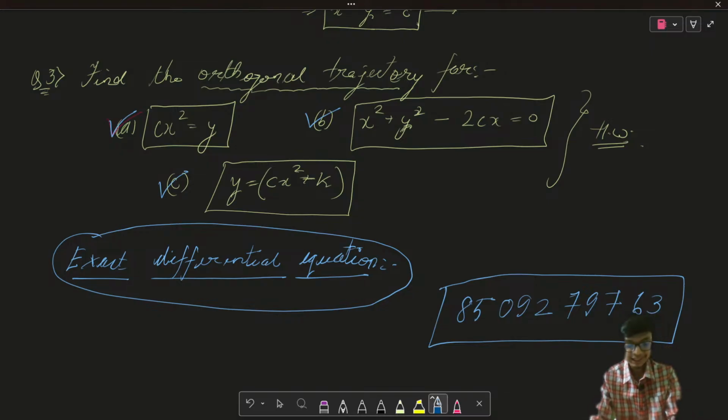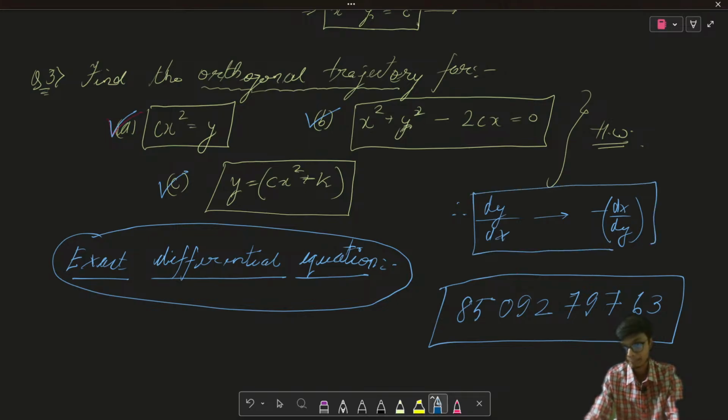So what did we actually understand in orthogonal trajectories? When we have a differential equation for a particular family of curves, if I replace the derivative dy by dx with negative dx by dy, and solve that differential equation, it will yield the solution for the orthogonal trajectory, right? So the basic idea was to replace the derivative dy upon dx with negative dx upon dy. That was the basic thing that we already learned in our last class, right?